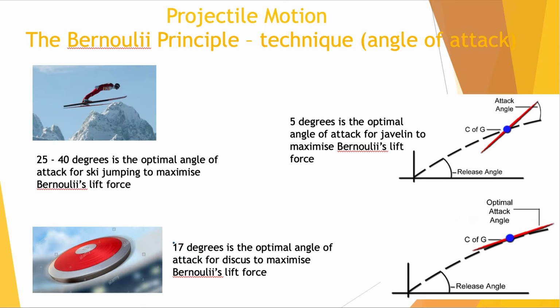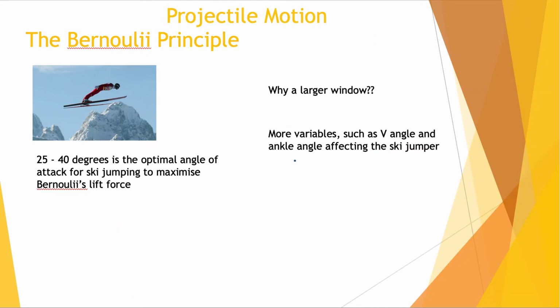So for a discus, it's 17 degrees. The discus is not as long and it's wider than a javelin, which explains the difference. And then we've got our ski jumper, which has quite a wide ranging angle of attack, somewhere between 25 and 40 degrees. Now, this is a lot bigger. The ski jumper has other factors to think about. Okay, there are more variables, such as this.